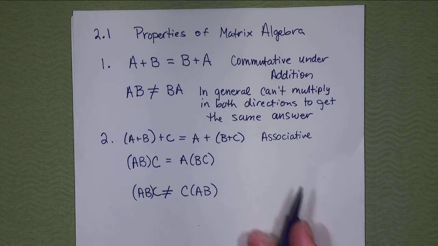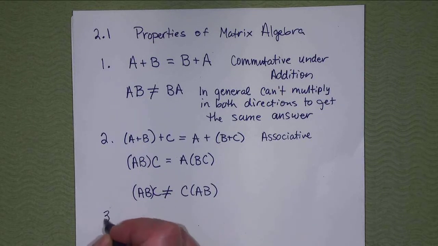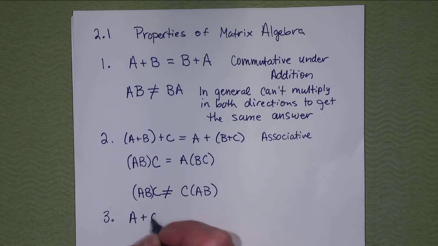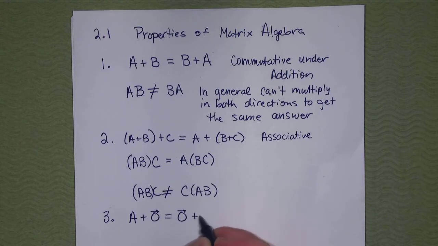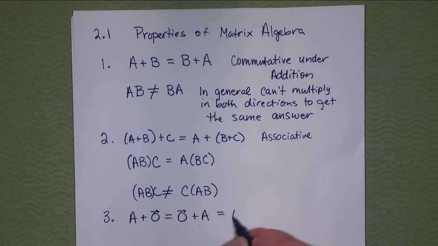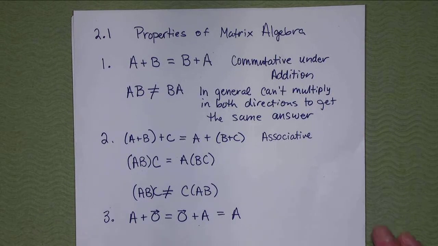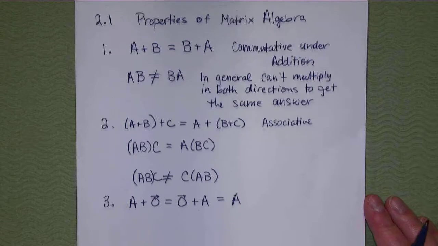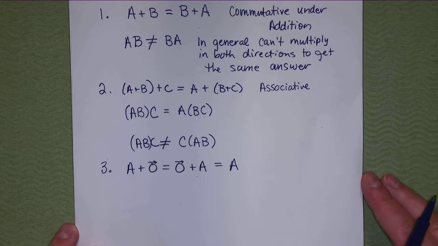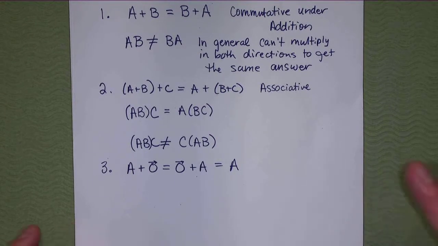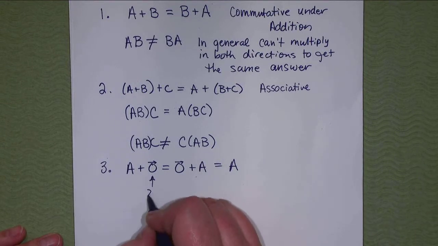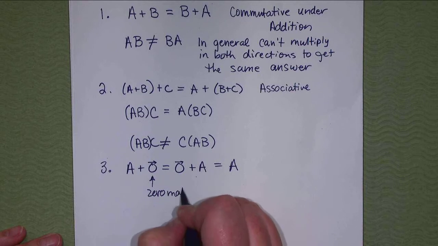Number 3, A plus the 0 matrix, or vector. And I just put a little vector sign on there. It's just to say it's all zeros, right? Not just the number 0, but an actual matrix of whatever size we're talking about. If it all has zeros, so a 0 matrix. Same size as A.